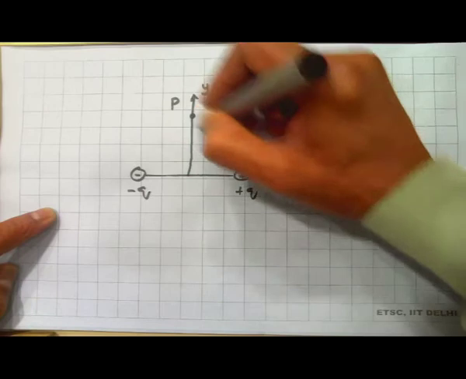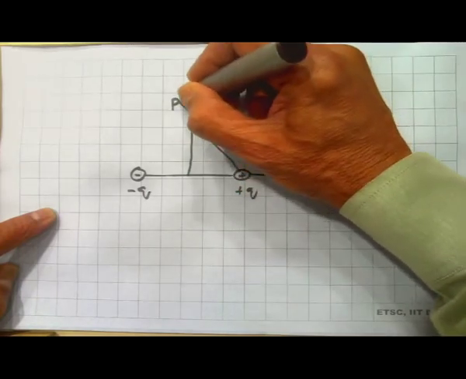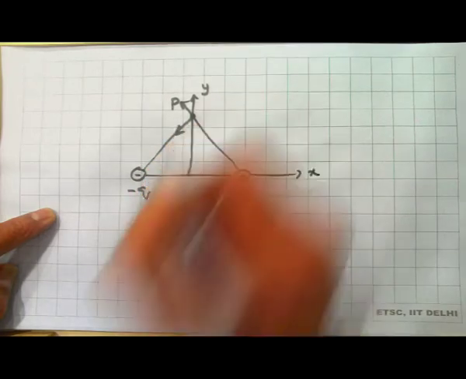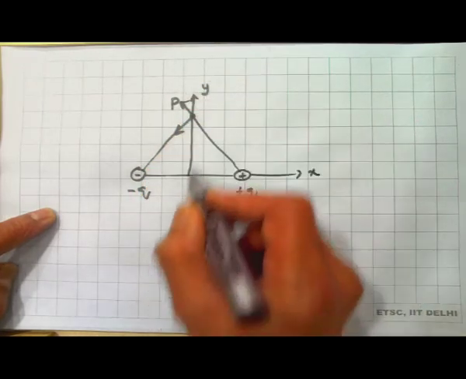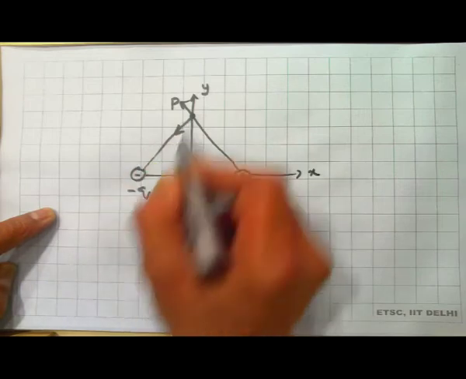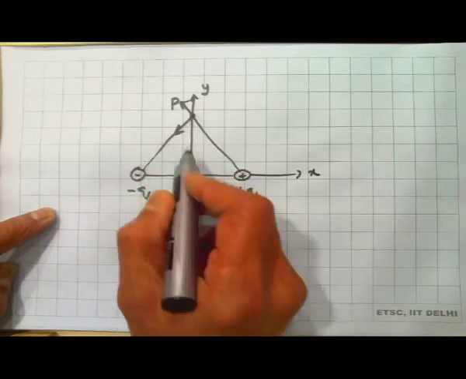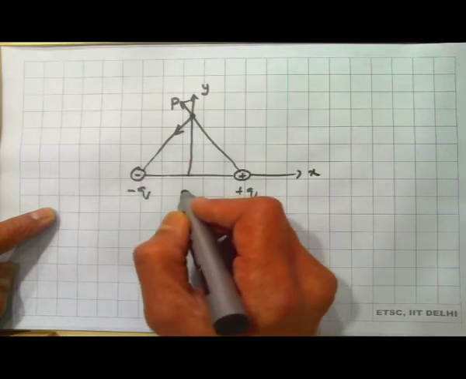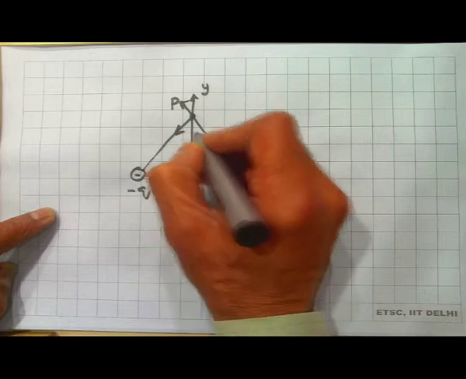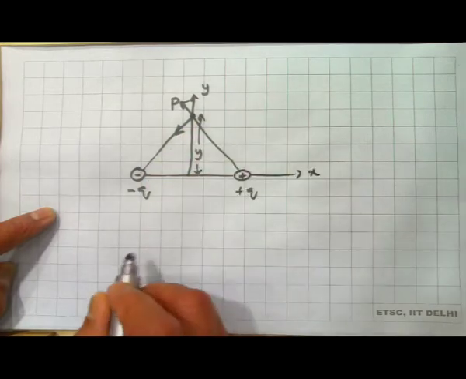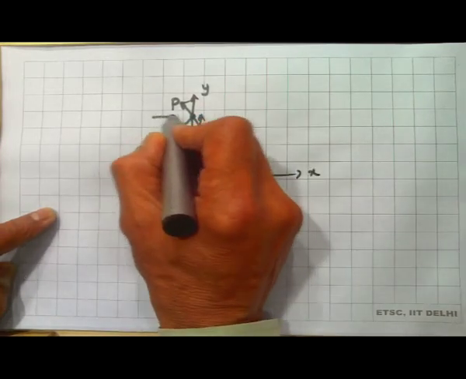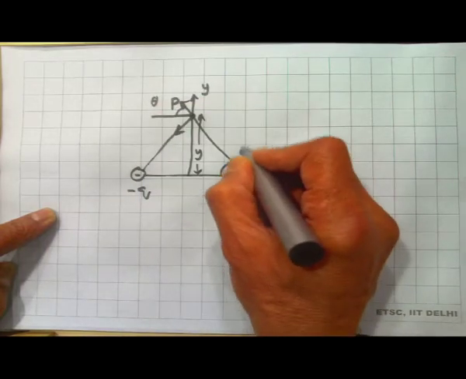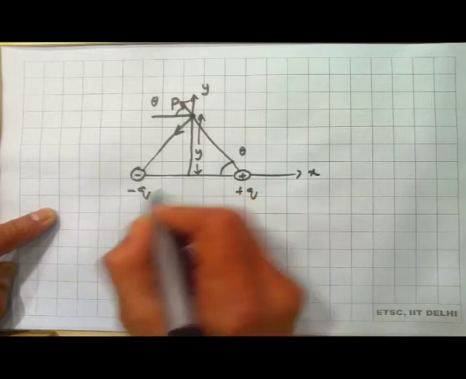Remember, this particular charge will produce an electric field in this direction, and this particular charge will produce an electric field in this direction. The electric field is directed towards the negative charge because of the negative charge, and away from the positive charge for a positive charge, and this is on the equatorial plane here. Let me assume this distance is y, and let me draw a horizontal line here, and this angle I call theta, which is the same as this angle, and this distance is a.